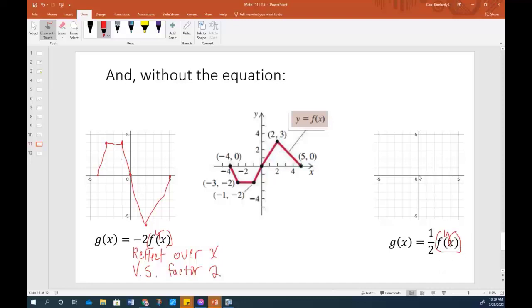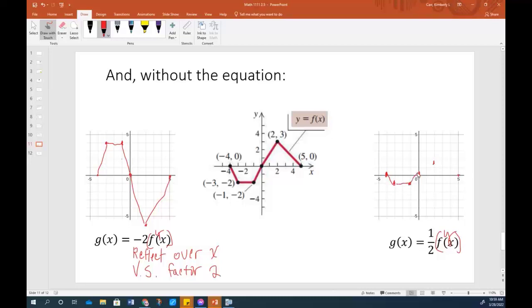We do have to be more careful when it's with the x. So half of 0, I'm just taking half the y values. And then I get to -3, -2. Well, half of that's -1. -3, -2 becomes -3, -1. 0 doesn't move. 2, 3 becomes 2, 1.5. And 5, 0 stays the same.